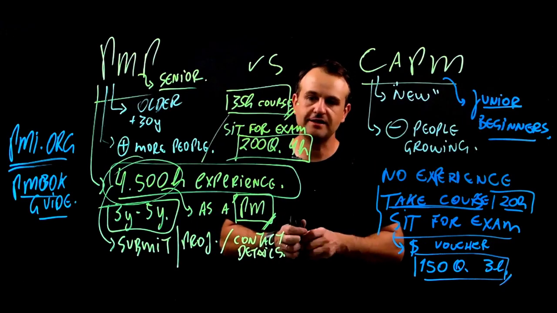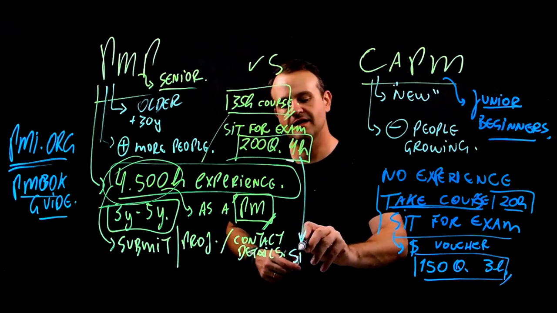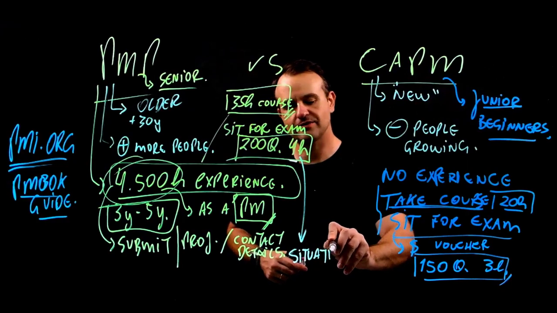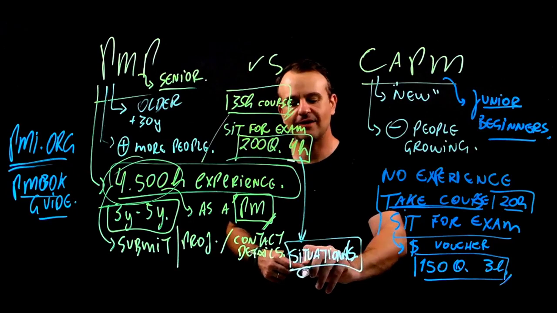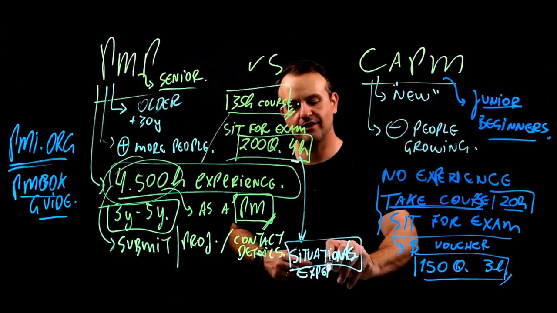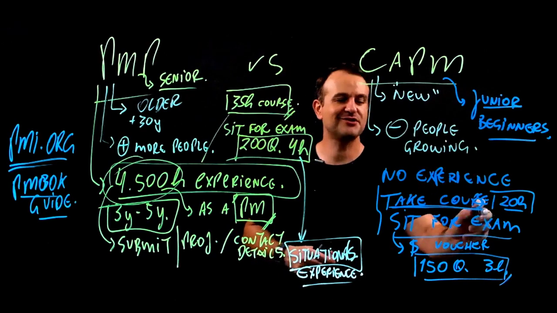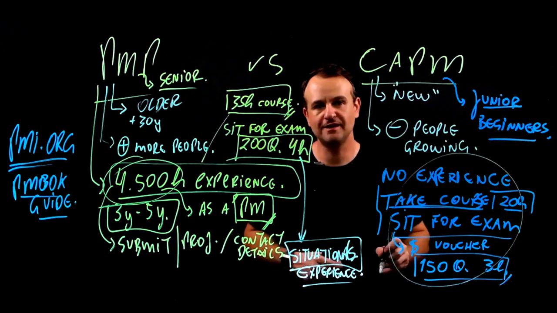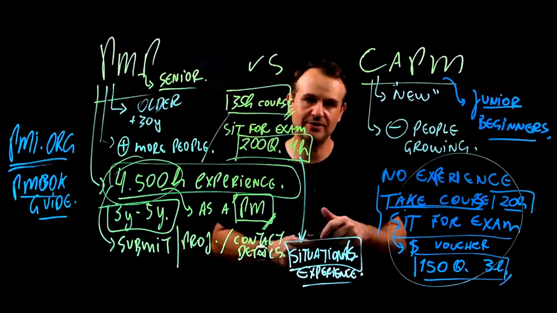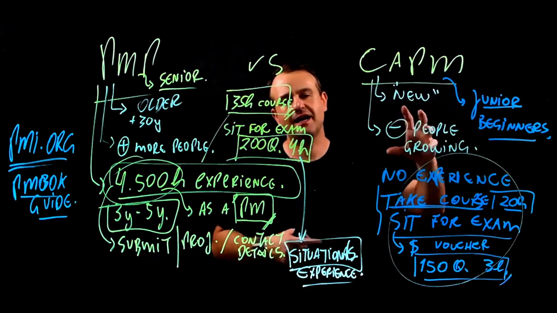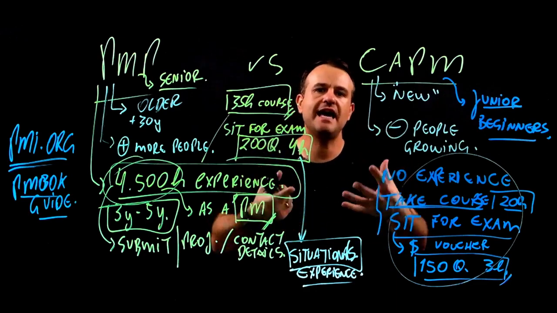And there's another important difference I would like to highlight before we end this video, is that these are situational questions. So PMI is testing your experience, not only the knowledge. You're not going to find, let's say, easy questions as we have here in the CAPM about the tools, about the processes. No, you're going to have questions about the situations. For example, if you have this situation with your sponsor, this happened, that happened, what is the next step?